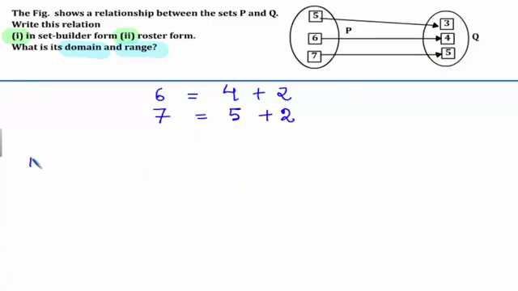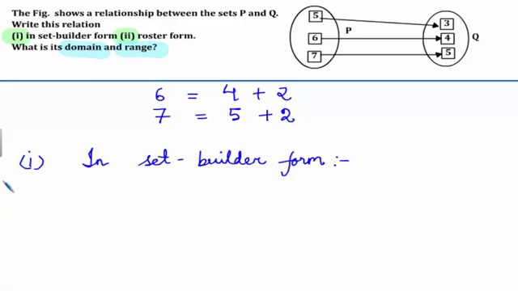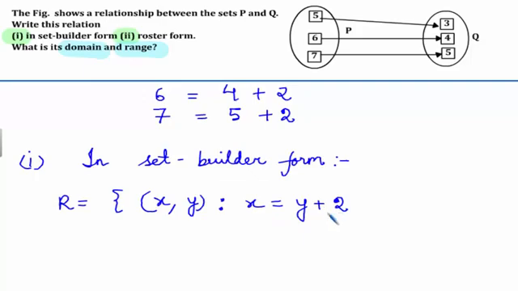So in part 1, we have to write the relation in set builder form. So this can be written as R is equal to the ordered pair (x, y) such that x is equal to y plus 2. That is, the first element is equal to 2 added to the second element, where x belongs to P and y belongs to Q.